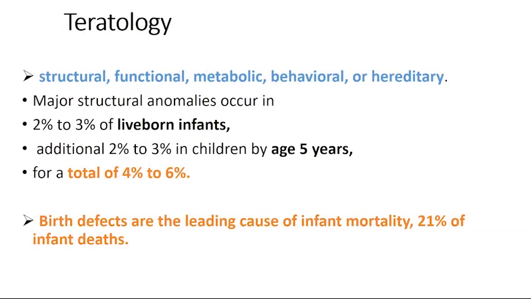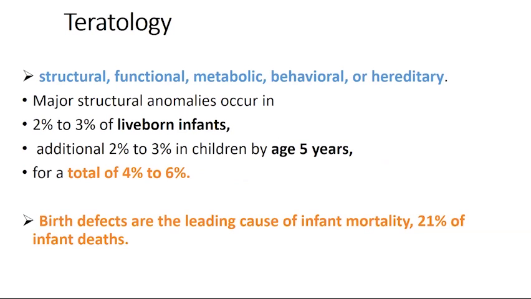Now, teratology can be structural, it can be functional, it can be metabolic, behavioral, or hereditary. So it can take any form. It can be a structural problem, or it can be a functional one, that is, the structure is normal but the function is abnormal because there may be some abnormality in between. It could be a metabolic problem, or it could be a behavioral or hereditary one.